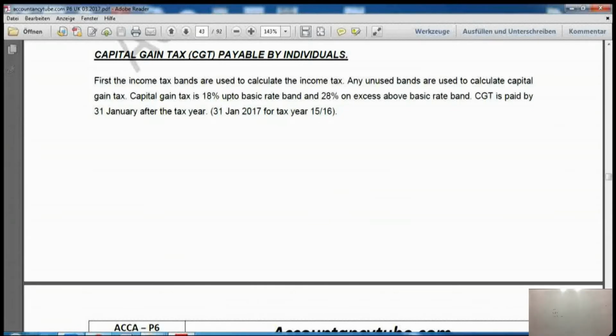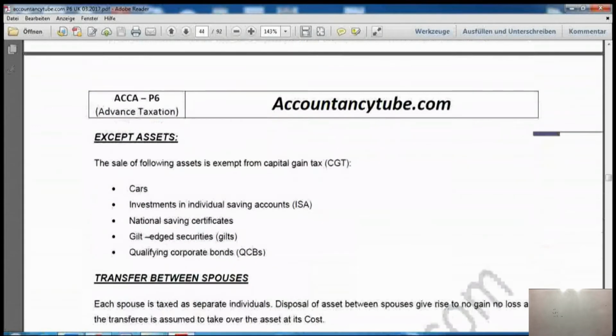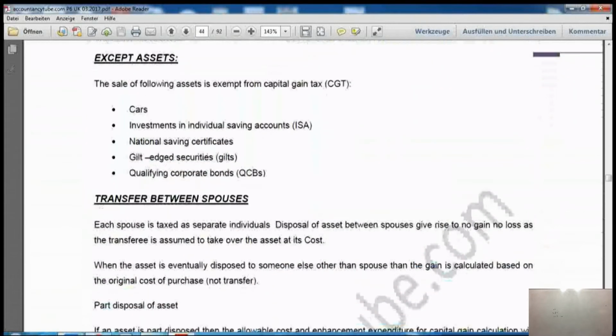Alright? Now if you go to the next page, it tells us the exempt assets. Now these are the list of assets on which you don't have to pay any capital gains tax. We're not talking about income tax. We studied some sorts of incomes in our income tax on which we don't have to pay any income tax. Whereas these are the list of assets on which you don't have to pay any capital gains tax. What are these? These are cars, or ISAs, national savings certificates, gilts, and qualifying corporate bonds. Now, I cannot feed it in your mind.